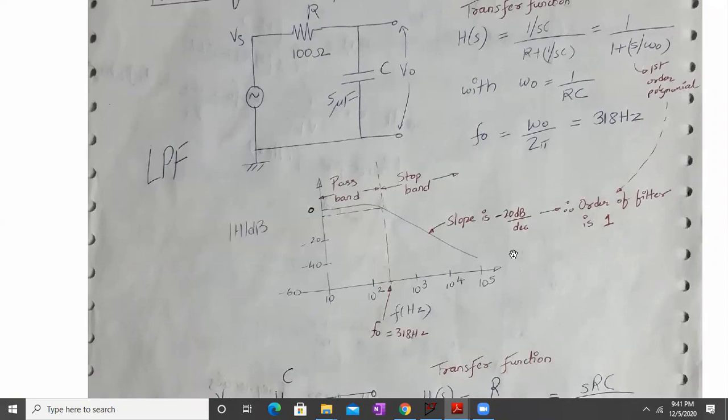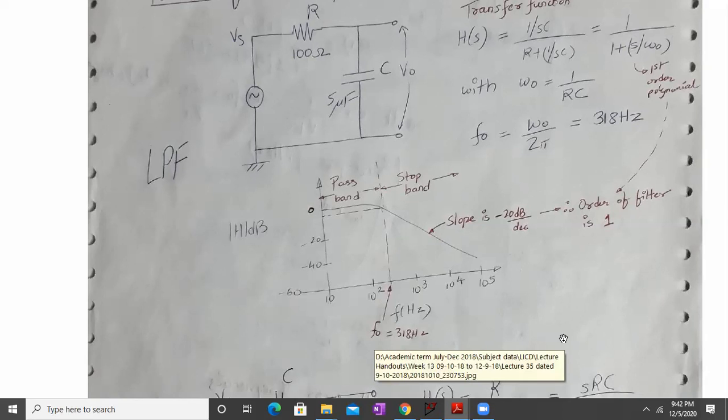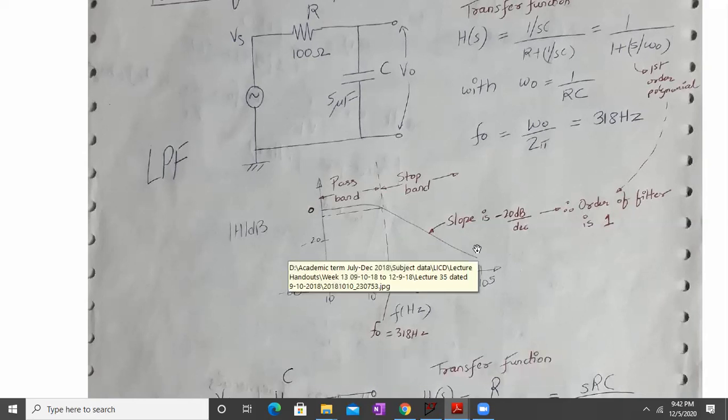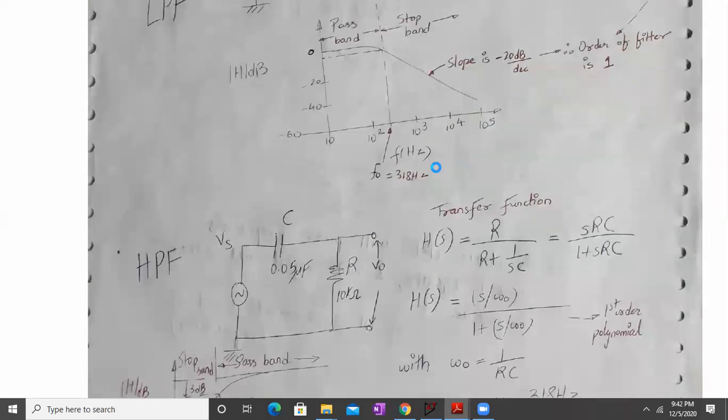The gain will keep on reducing at the rate of 20 dB per decade. Since it is a first order polynomial, the order of the filter will be one. So basically this is a first order low pass filter, and this is also called the roll off rate. The rate at which the gain falls per decade change in frequency is called the roll off rate, and for a first order low pass passive filter, it is minus 20 dB per decade.